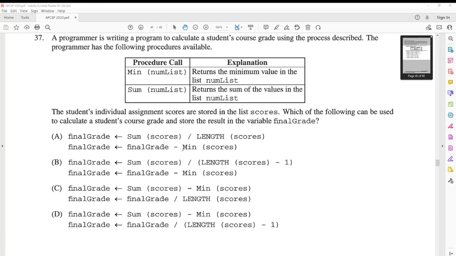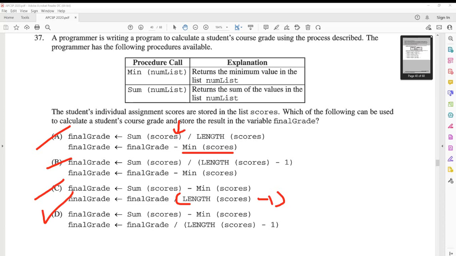Final grade minus the minimum one. This one is average. Average minus the minimum, no. So this one, sum of the score divided by this, no. Okay. So sum of the score minus the minimum score, no. This one, the length must also be reduced by 1, so no. This one you minus it and D, okay, 37 is D.